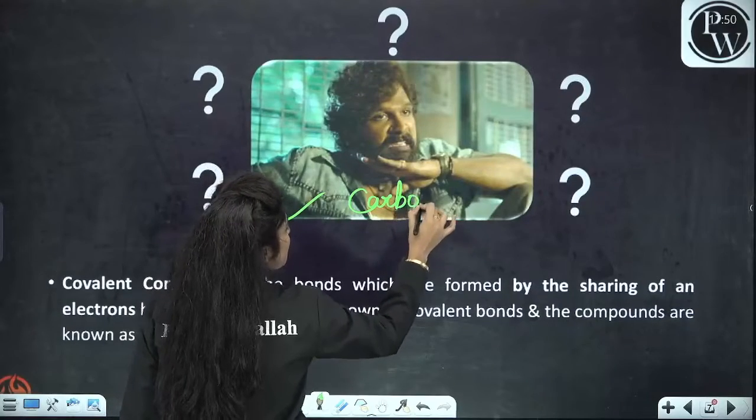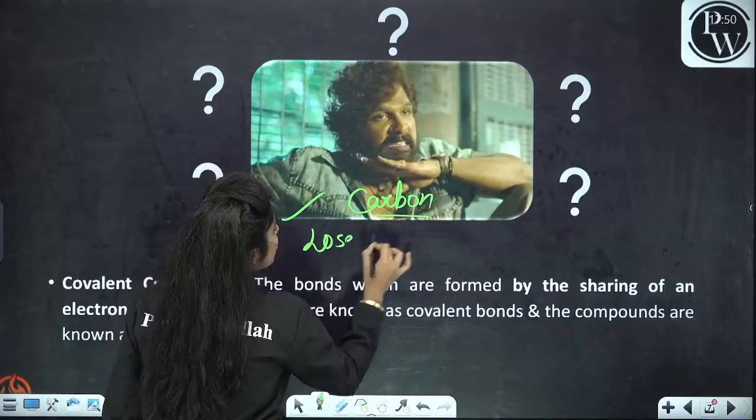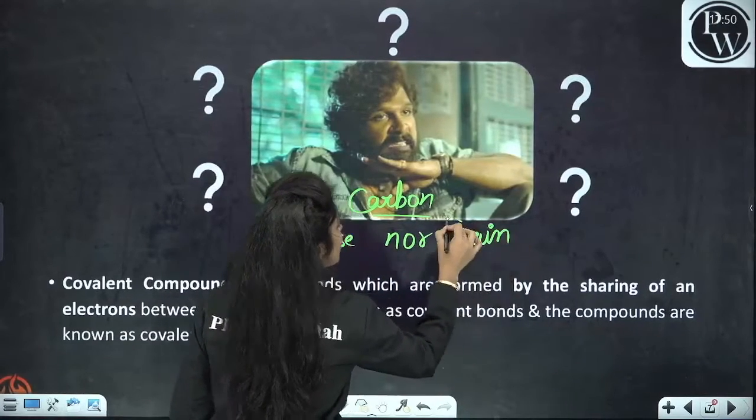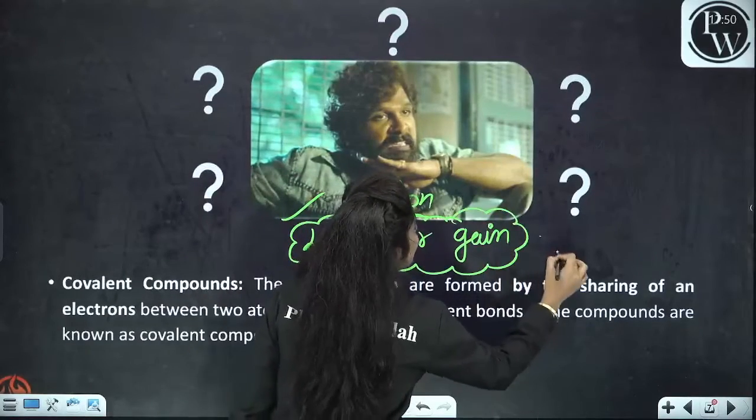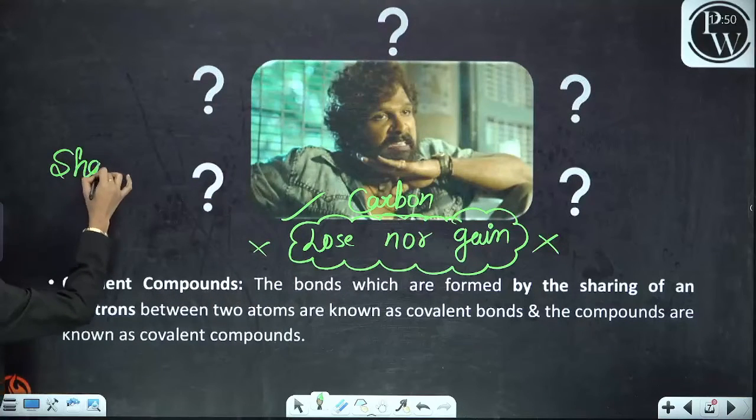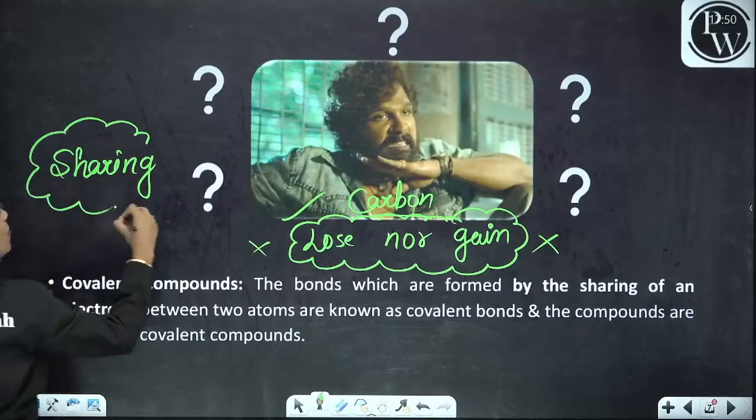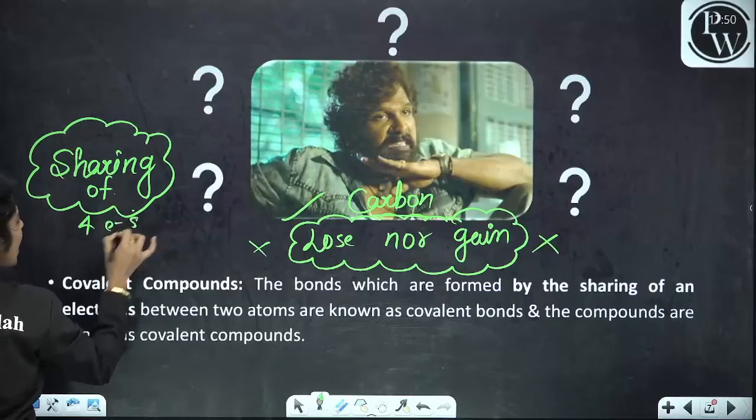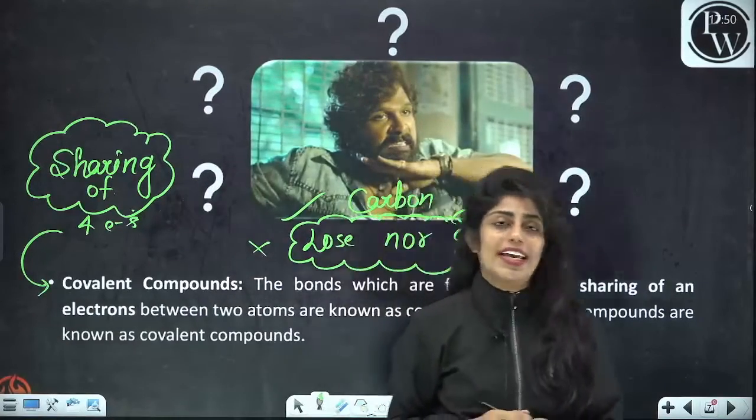So carbon neither chooses to lose nor gain. Rather, it chooses to share the electrons. Yes. So, carbon shares its 4 electrons and forms a kind of bonding we know as covalent bonding, right?